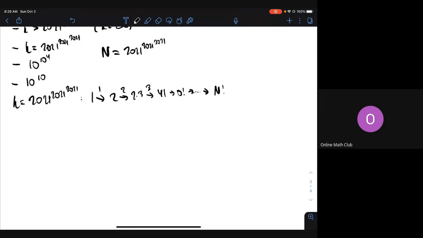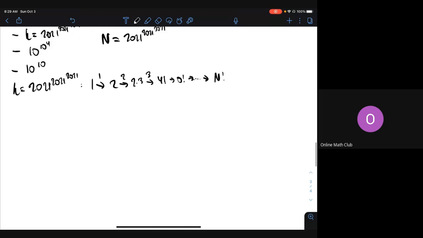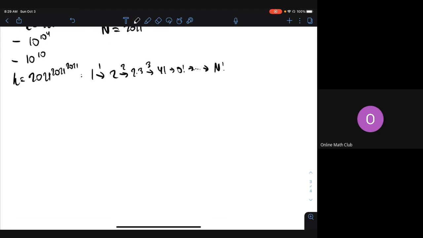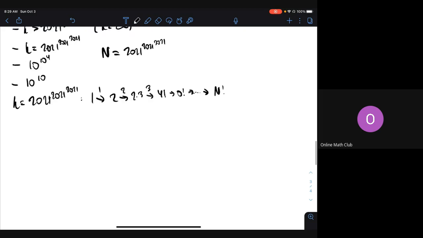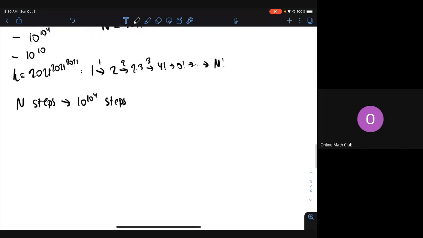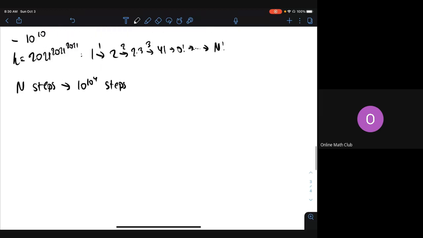Let's start with something somewhat simple for the second one. We'll do the second one together, and after that, I'll give you guys some time to try the third one. So we want to go from n steps to 10 to the 4 steps. The idea, as hinted before, is to use binary or some sort of divide and conquer mechanism.